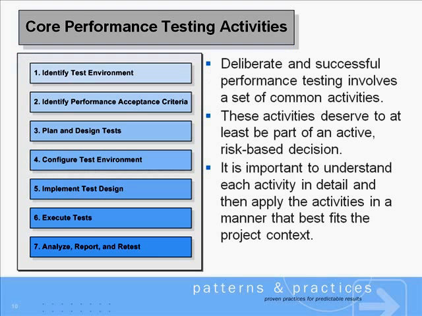Experience shows that the 7 activities on the left are common to deliberate and successful performance testing projects. These activities deserve to at least be part of a risk-based decision-making process when it comes to your project. It is important to understand each of these activities in detail and then apply them in a manner that best suits the context of your project.